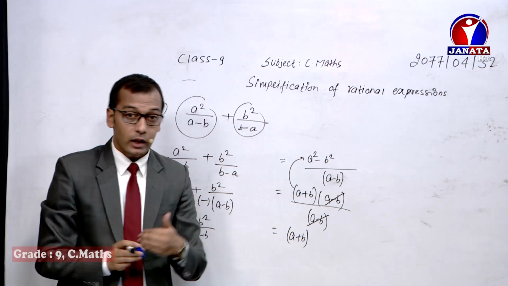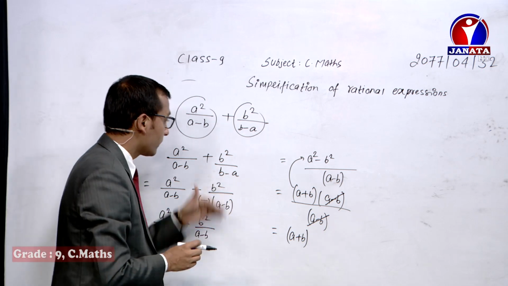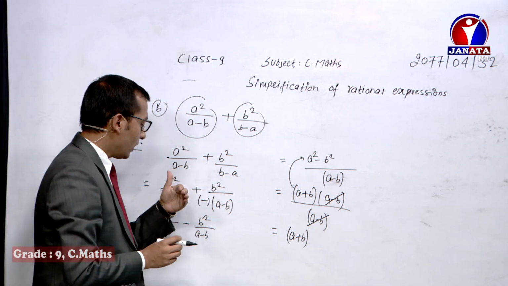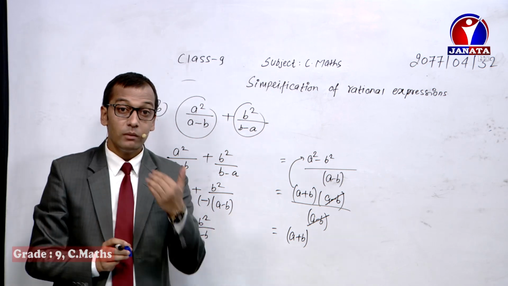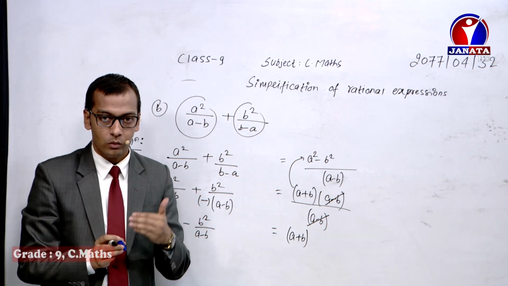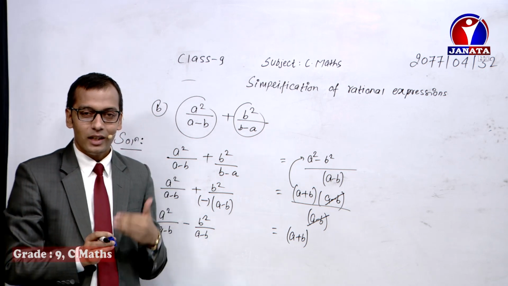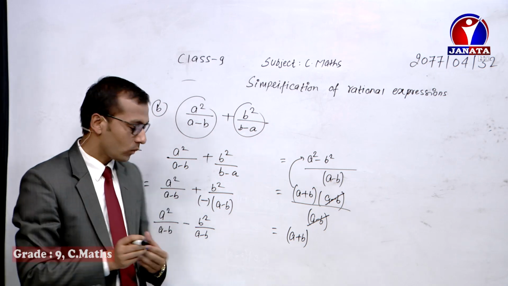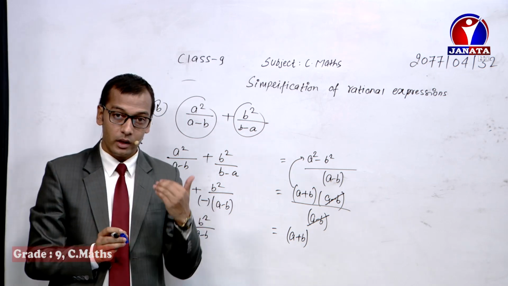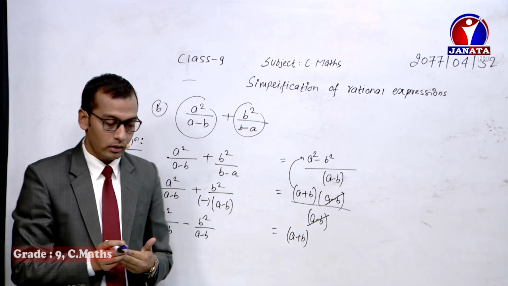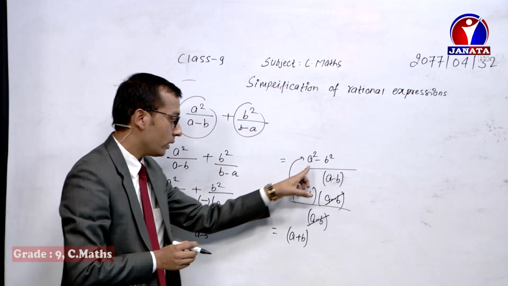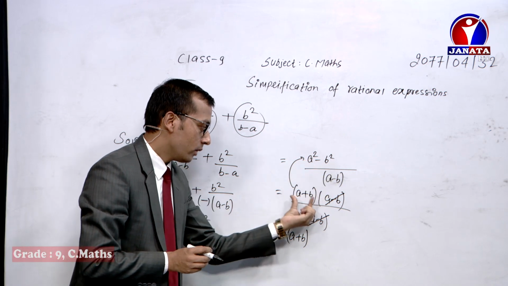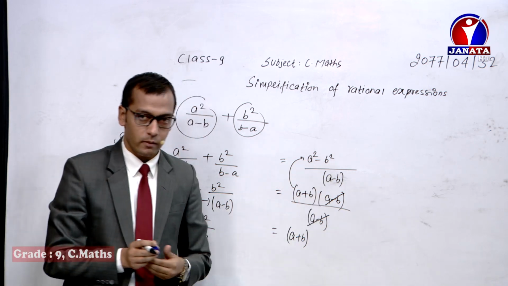So this is the way we factorize and simplify rational expressions. In case the denominators are unlike, what should we do? In case of simply like denominators, we add or subtract numerators depending on the sign. The sign is negative here, so we simply subtracted, and we factorized a square minus b square into its factors a plus b, a minus b.